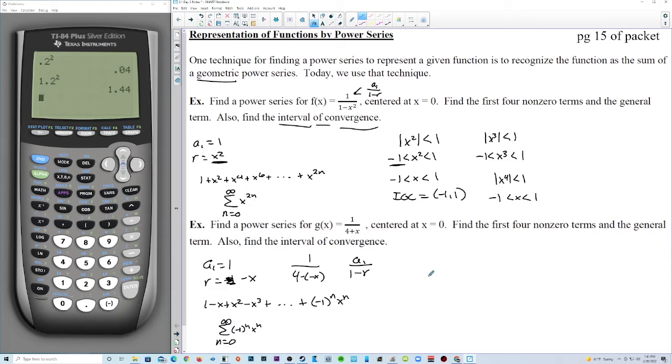Now we're supposed to find the interval of convergence. So now the absolute value of -x has to be less than 1. Here, let me write it like this. We have -1 less than -x is less than 1. The negative doesn't really matter much. So we divide by -1. 1 is now greater than x is greater than -1. Well, if we rearrange this, we get -1 is less than x is less than 1. So the interval of convergence is -1 to 1.